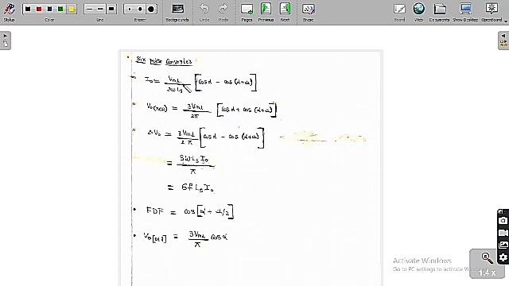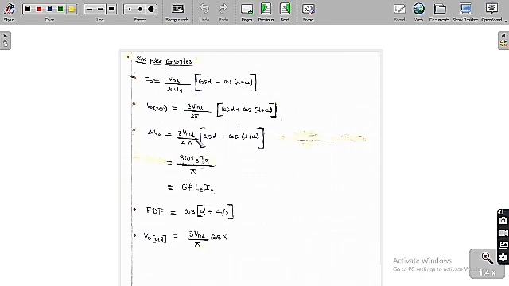And the new value of the average output voltage is 3 VML by 2 pi into cos alpha plus cos of alpha plus mu. The old value of the average output voltage, without source inductance, is 3 VML by pi into cos alpha. If you want to find the amount of change in the average output voltage, it is the old value minus the new value, because with source inductance the value decreases.